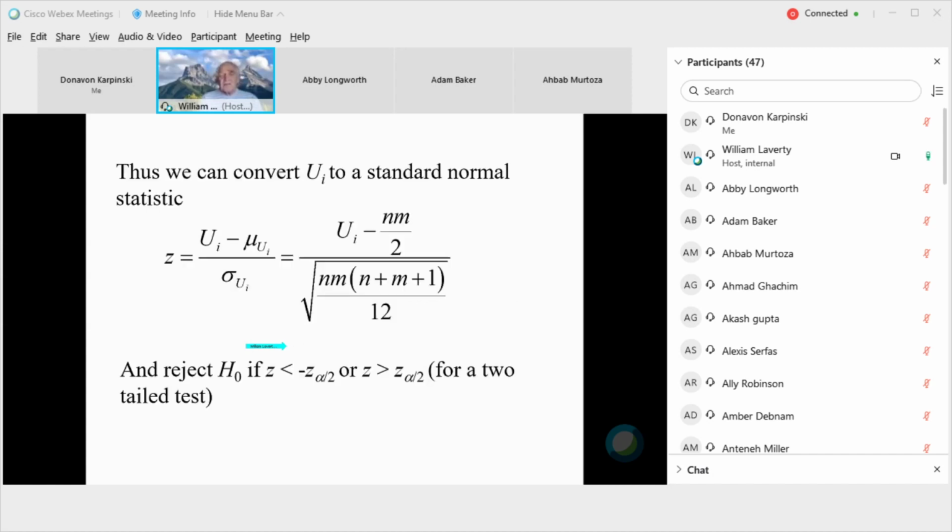So then you can convert the U statistic into a standard normal statistic and reject H naught if Z is greater than the critical values in the standard normal distribution.